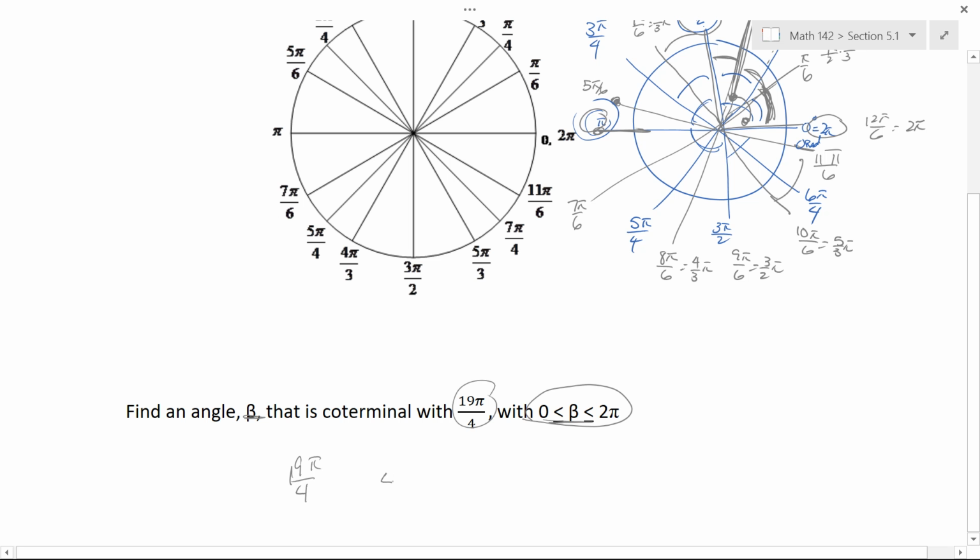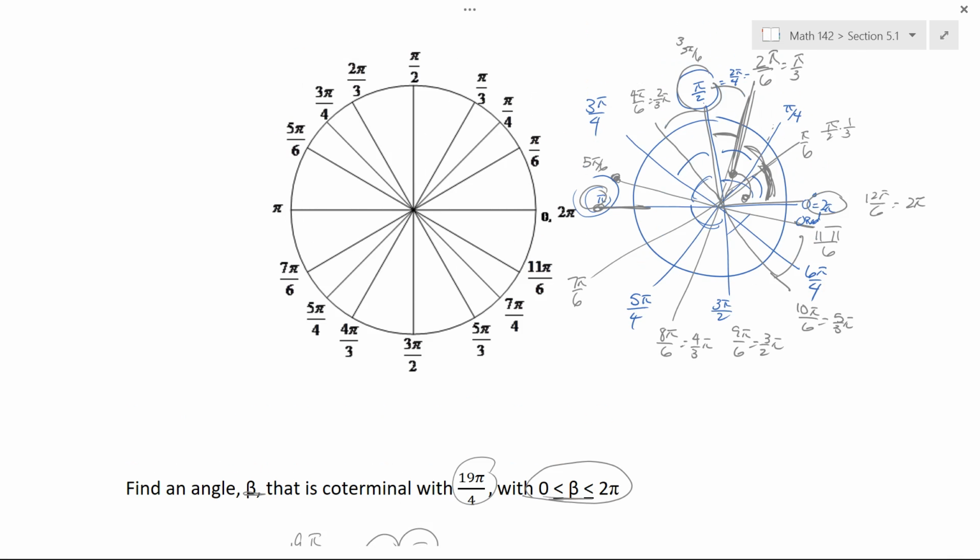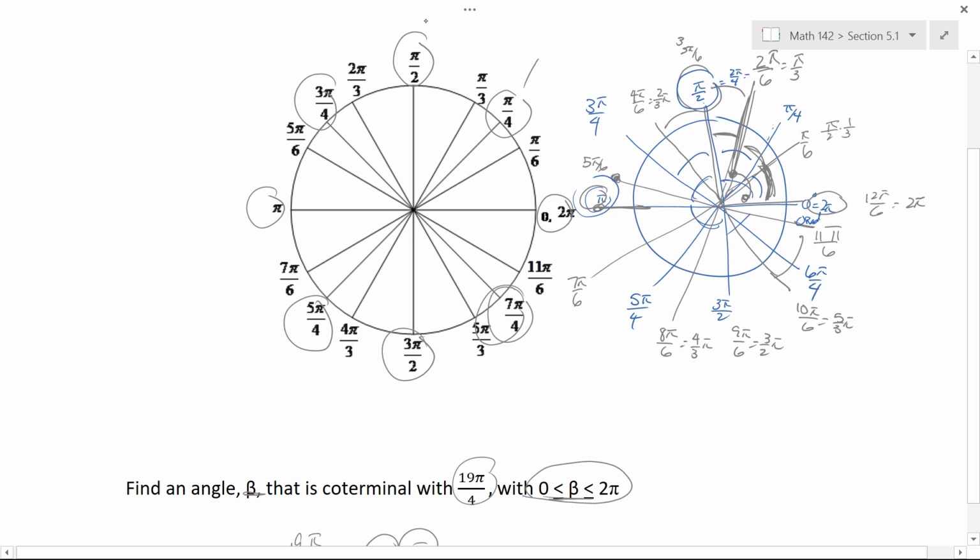4 goes into 19 4.75 times, right? So this is 4 entire circles plus 3/4 of a circle. Okay, so I'm just going to count this off. Here's 1 pi over 4, 2 pi over 4, 3 pi over 4, 4 pi over 4, 5 pi over 4, 6 pi over 4, 7 pi over 4, 8, 9, 10, 11, 12, 13, 14, 15, 16, 17, 18, 19. I am there. Okay, I'm sorry, it's 2 times around plus a little bit. Okay, 3/4 of a pi.